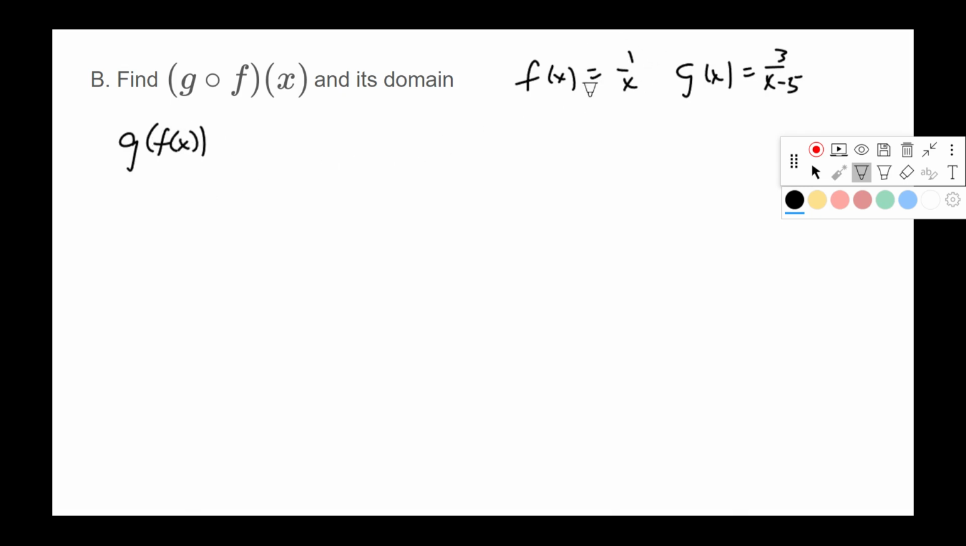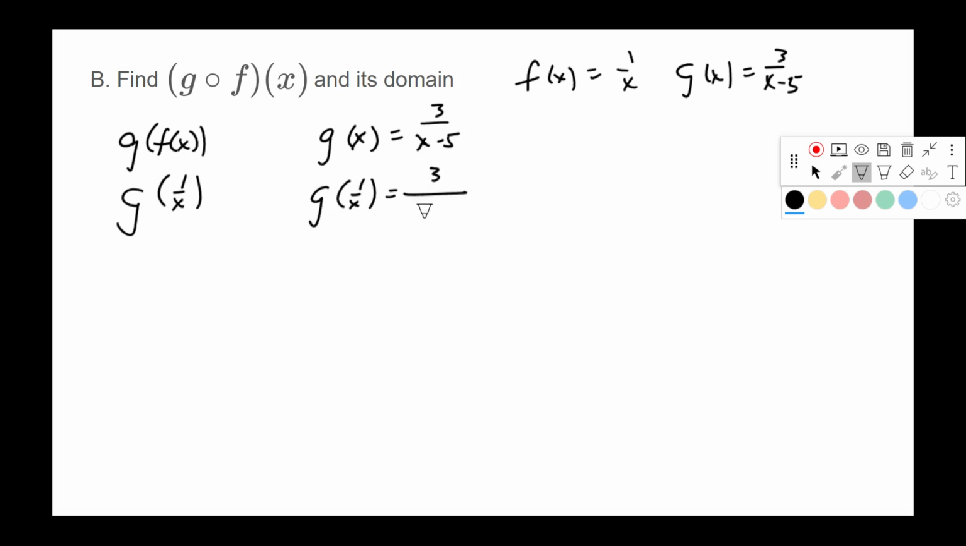Okay, so f of x is going in first. That's the inside, 1 over x. That's g of 1 over x. So now we have g of x, which is equal to 3 over x minus 5. And we want to put 1 over x in wherever we see an x. So that's 3 over 1 over x minus 5. Now, what do we do with this mess?